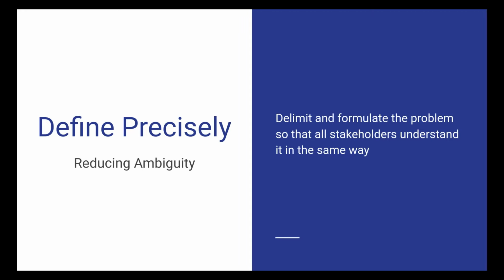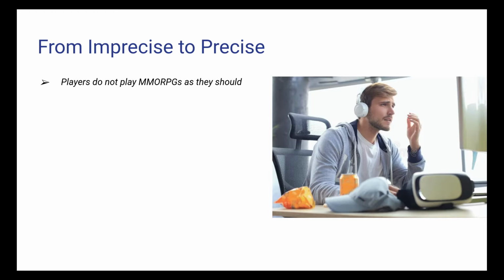The first subactivity is about defining the problem precisely. That is to delimit and formulate the problem so that it becomes less ambiguous, so that stakeholders understand it in the same way. And here is the initial problem again. Players don't play MMORPGs as they should. And of course, this problem formulation is very vague. It can be interpreted and understood in many different ways. Please think about the different interpretations before you move on to the next slide.